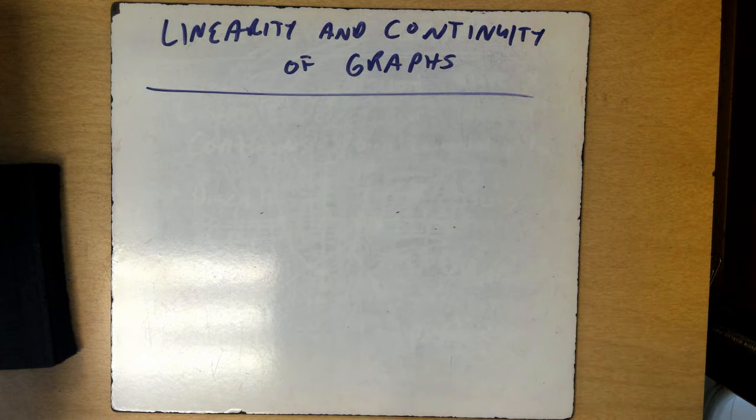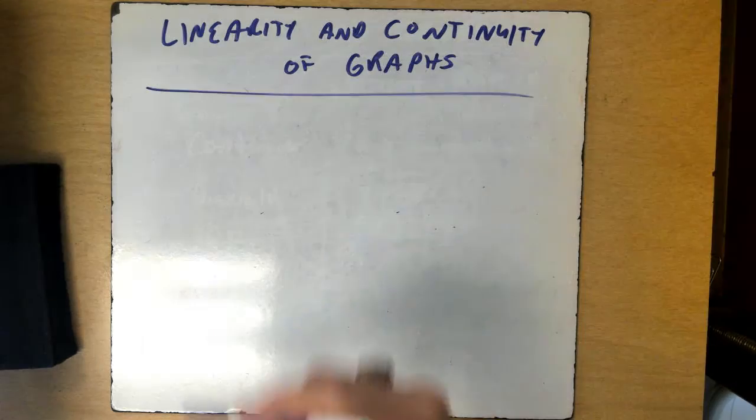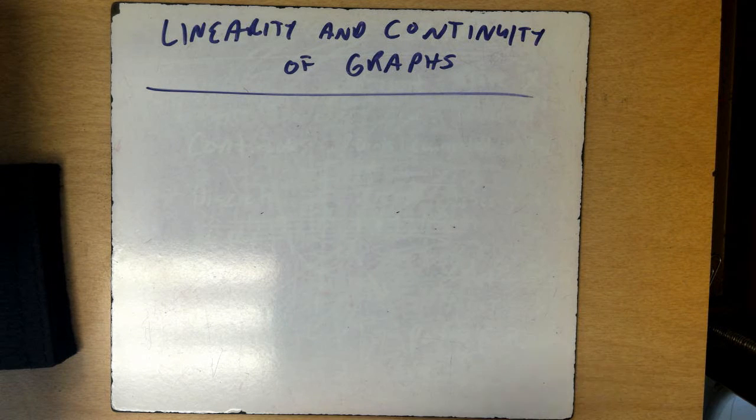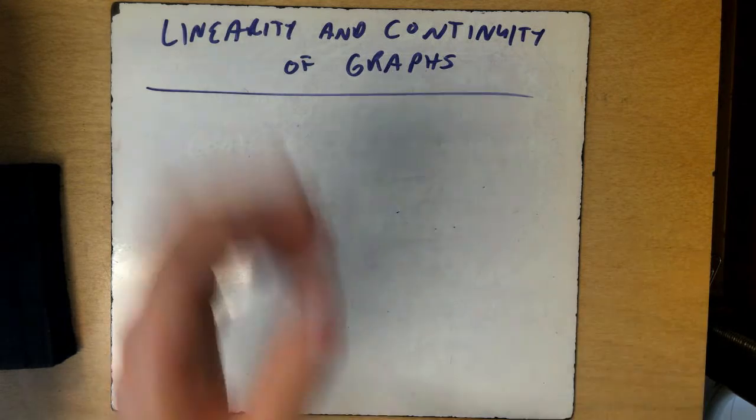All right, today's topic is linearity and continuity of graphs. So talking about how graphs look, how they're connected in certain ways, and then talking about linearity and how, when you plot points on a graph, do they form a line? Okay, that's really what we're talking about here. It's a pretty simple concept, okay?